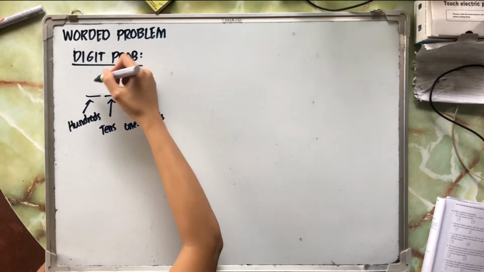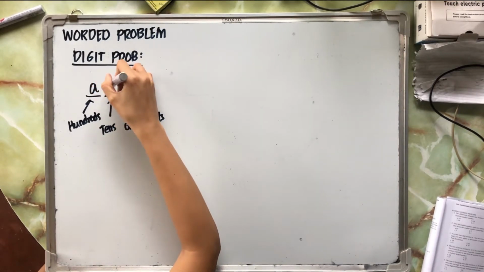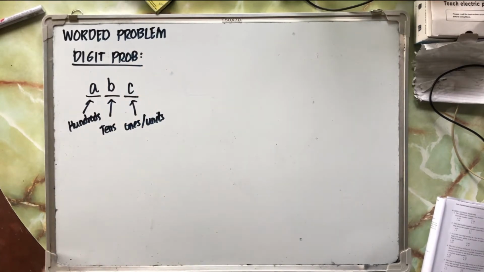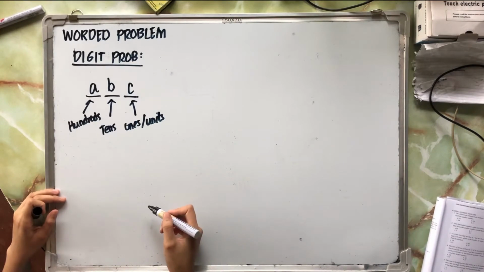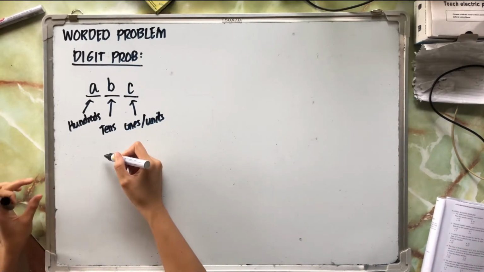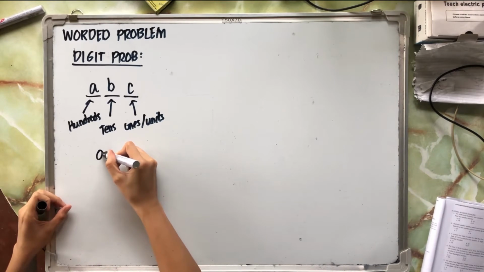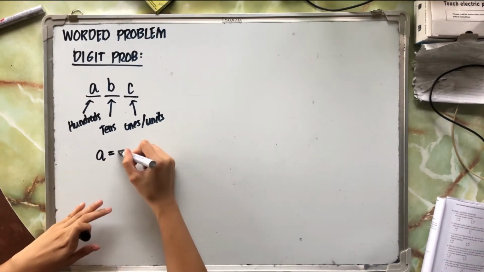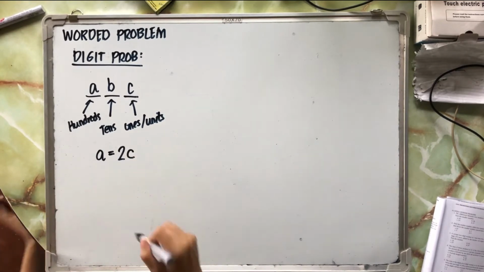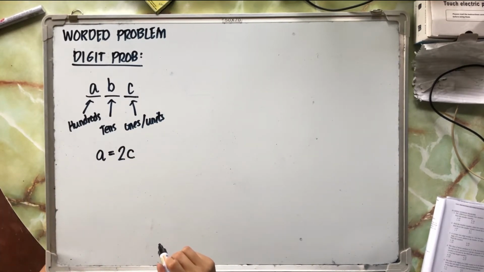Okay? Lagay natin A, B, C. Yun yung number natin. Hundreds yung A, tens yung B, tapos ones yung C. The hundreds digit daw is twice the units digit. The hundreds digit A is equal to twice the units digit C. If 396 daw is subtracted from the number, the order of the digits will be reversed.